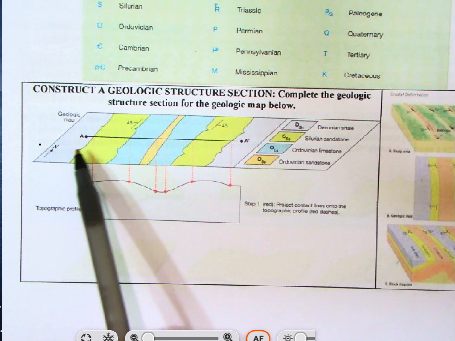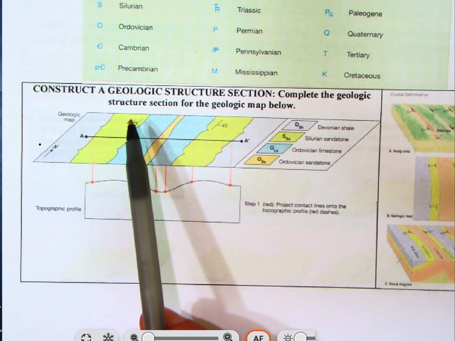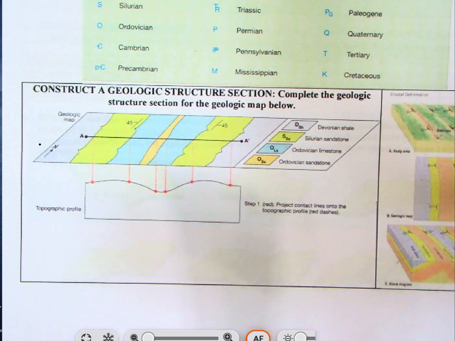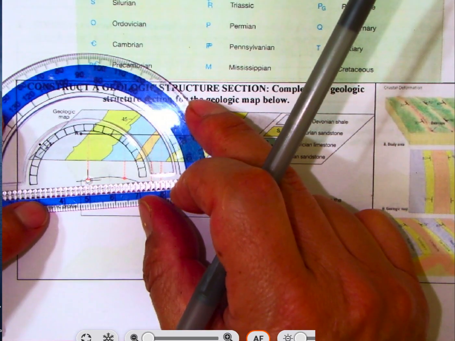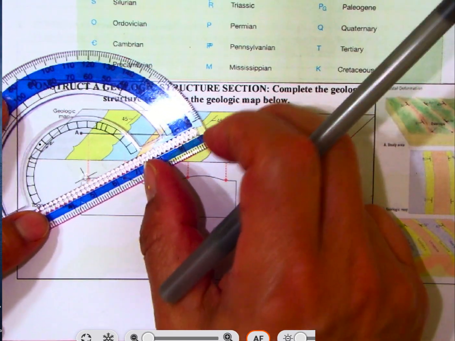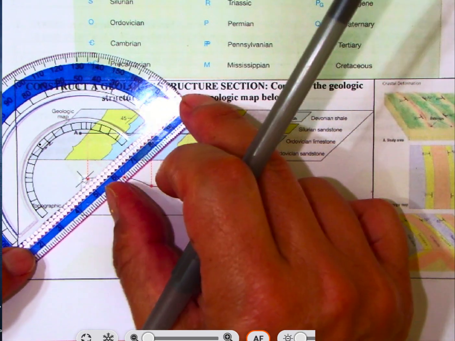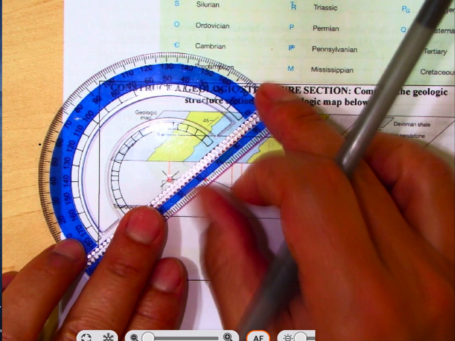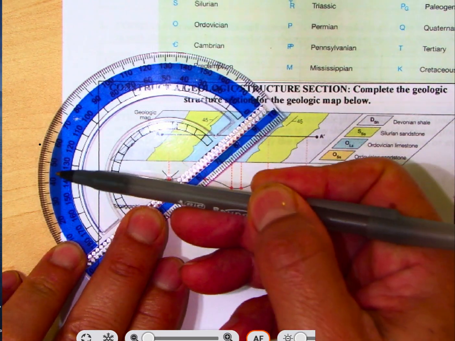So these strata seem to be dipping off toward the west. You can see that they actually do have a strike and dip symbol here. It's dipping 45 degrees off to the west. To do that, you would want to place your protractor here and incline it at 45 degrees. The way I'm doing it here, I'm looking at the bullseye and imagining a horizontal line going right through that 45 right there.